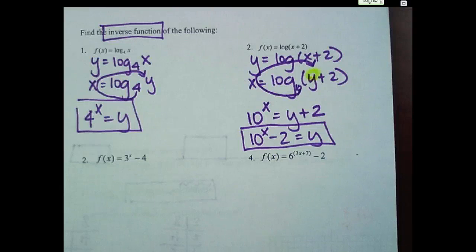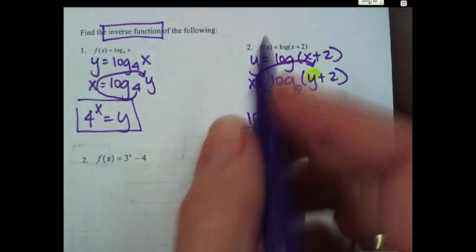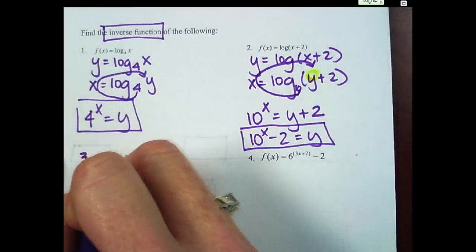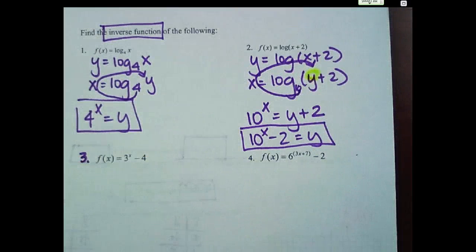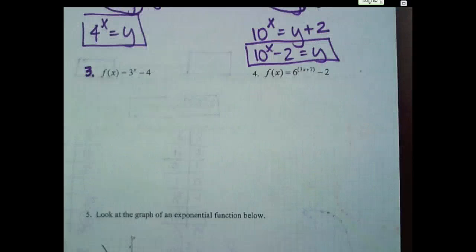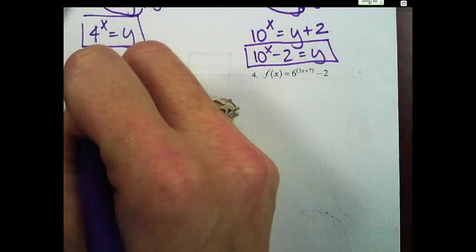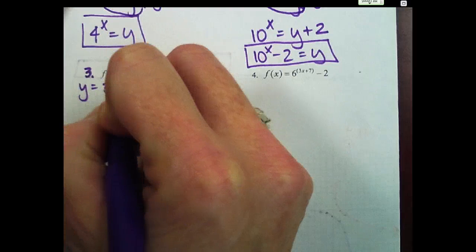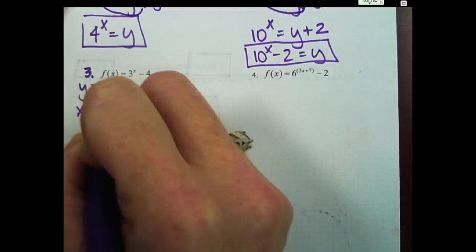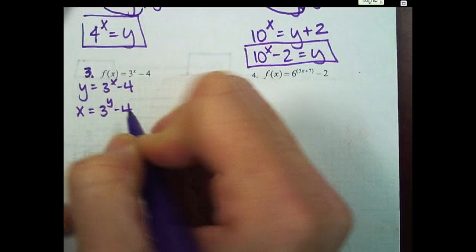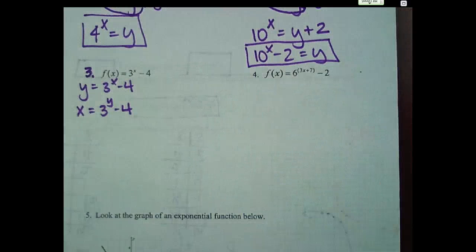Now number 3, it's labeled wrong. This is actually problem 3. On problem 3, it's in exponential, and I'm asking you to find the inverse. So what do you think your answer is going to look like? A log. Okay, so let's build this in log form. In order to find the inverse, currently we have this, so we're going to change it. You flip your x's and y's, and you solve for y.